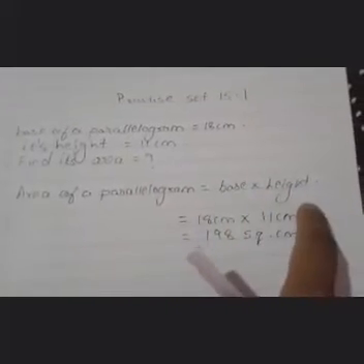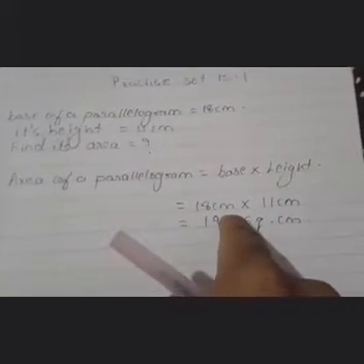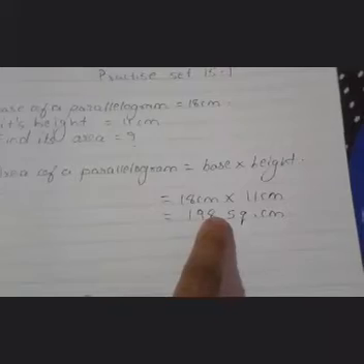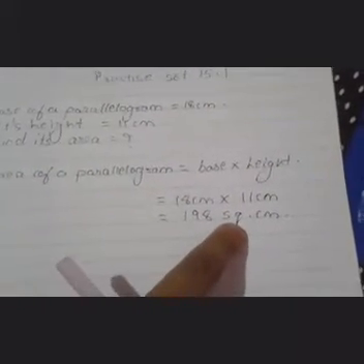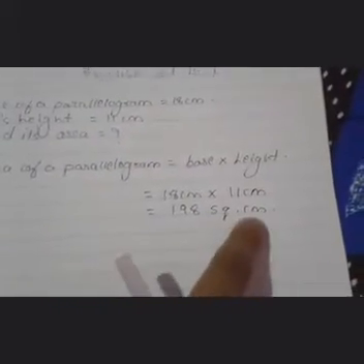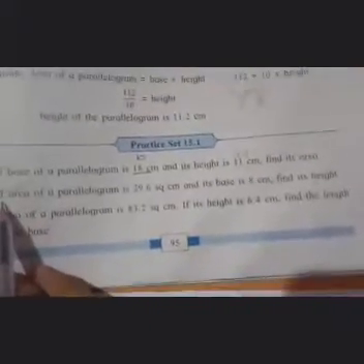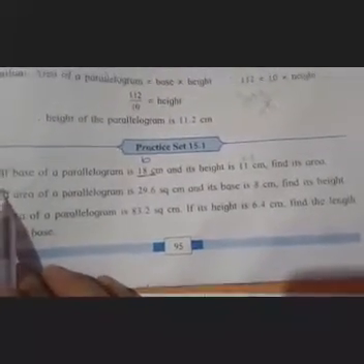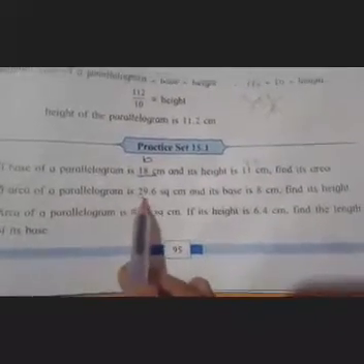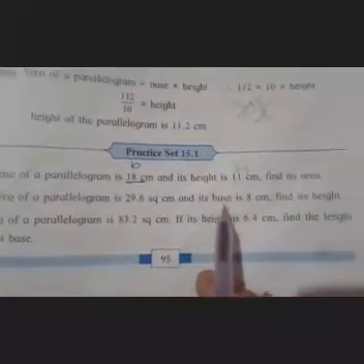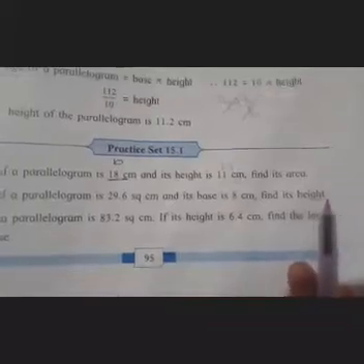Got everyone? Isn't it easy to solve? Just apply the formula, apply what is given, substitute the values and find the answer. Okay, area is calculated in square centimeter. Now centimeter was given, so area will be square centimeter. Okay students, now we are moving on to the second question, that is, if area of a parallelogram is 29.6 square centimeter and its base is 8 centimeter, find its height.